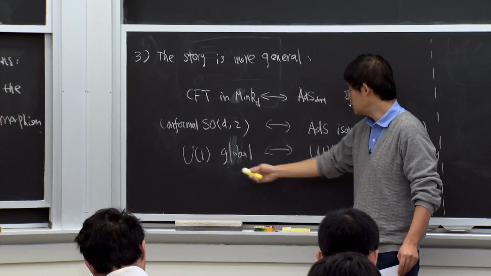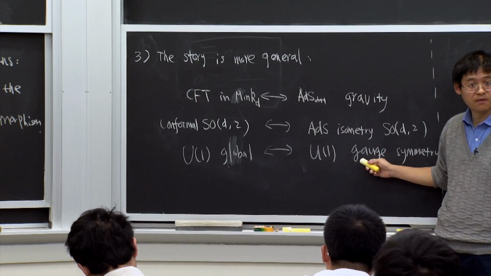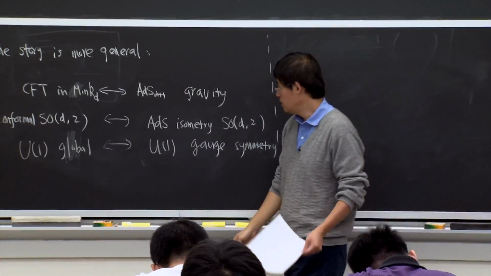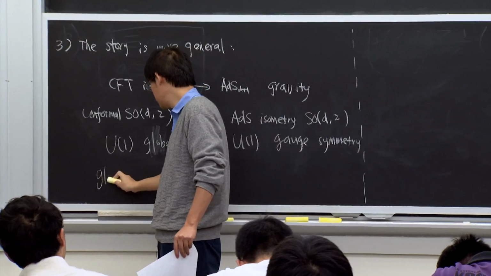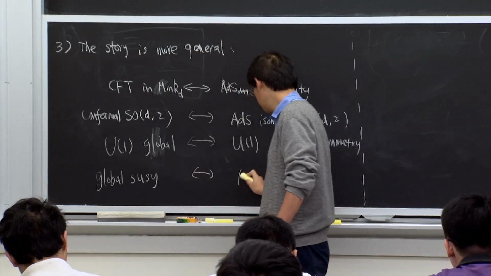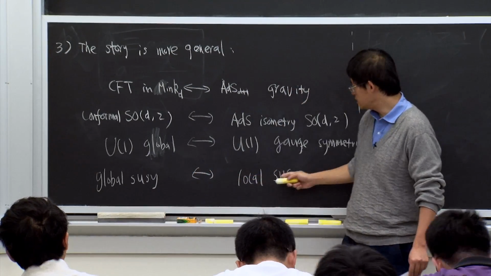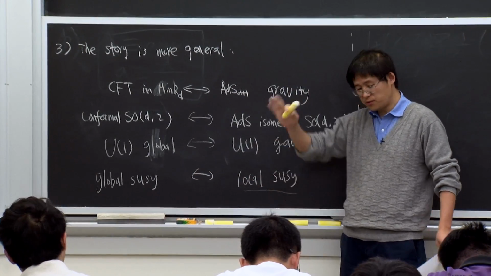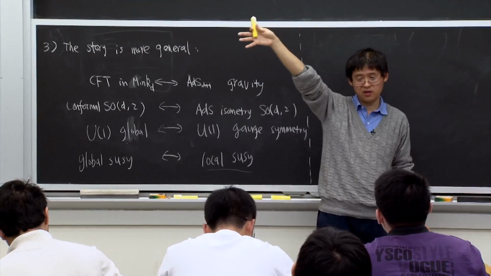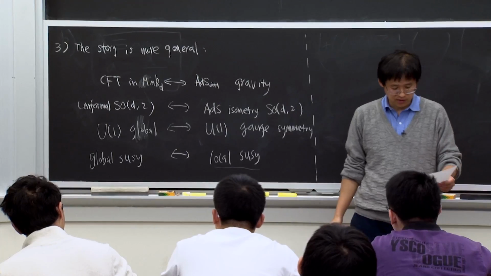Again, in the sense that this U1 global symmetry can be considered as the global part of this U1 gauge symmetry, the part which does not vanish at infinity. And it's always the case that the global symmetry here corresponds to the local symmetry. Exactly in the sense that even for the local supersymmetric transformation on the gravity side, there's also a part which does not vanish at infinity, and that's the part corresponding to the global supersymmetry on the field theory side. Okay?